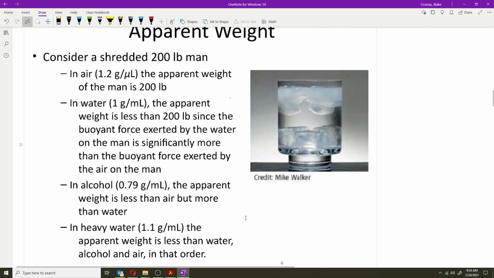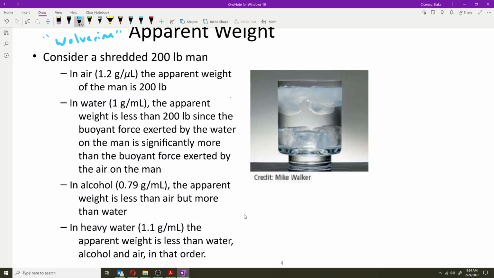Before apparent weight, let's say we considered a shredded 200-pound man. So let's say it's Wolverine from X-Men Origins. Why shredded? Because they need to be very dense. In my example here, in air, the apparent weight of the man is around 200 pounds, because that's what they see on the scale. In water, the apparent weight is going to be less than 200 pounds, because the buoyant force exerted by the water on the man is significantly more than the buoyant force exerted by the air on the man. And then in alcohol, it's somewhere in between.